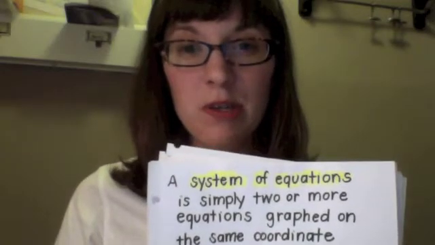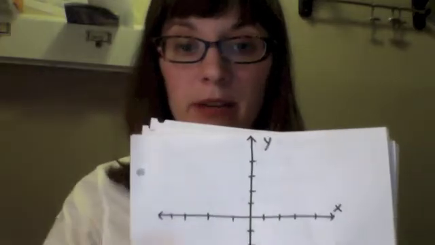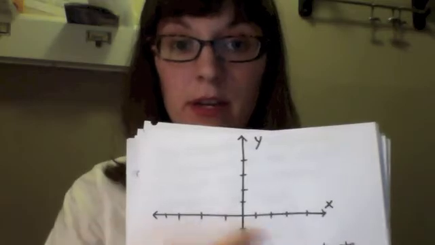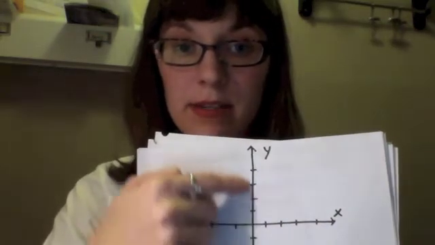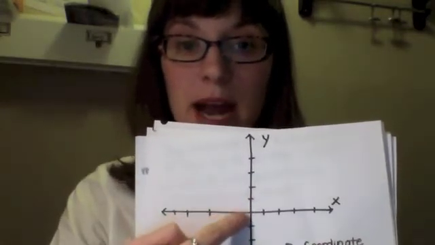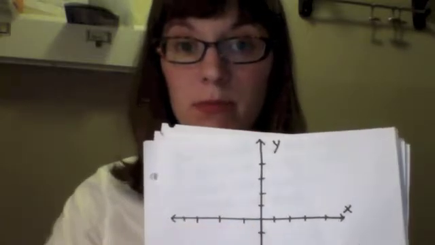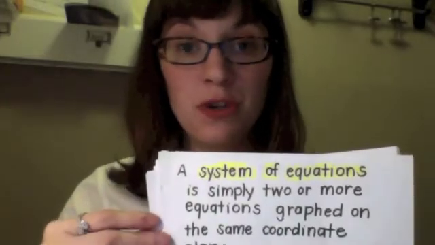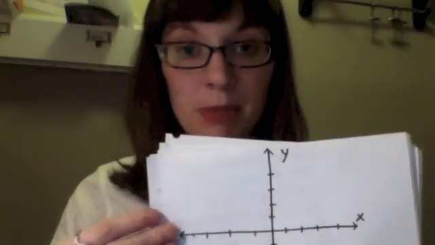And just in case the term coordinate plane is a little fuzzy, that is simply what we refer to in class most commonly as a graph. It has our x-axis and our y-axis. Of course, where the x and y axes meet is called the origin, point (0, 0). So again, a system of equations is just two or more graphs drawn on the same graph. Simple as that.